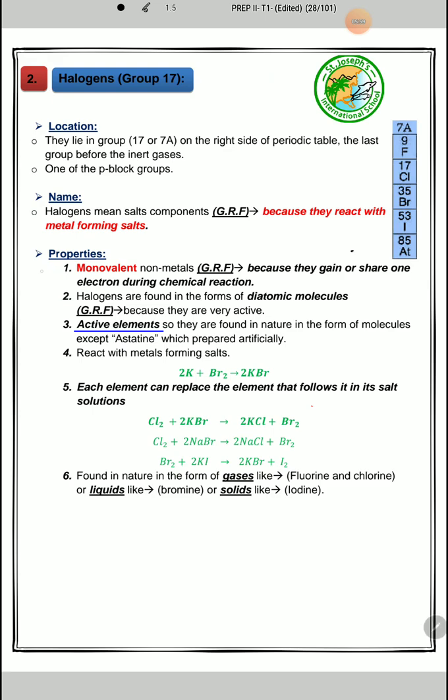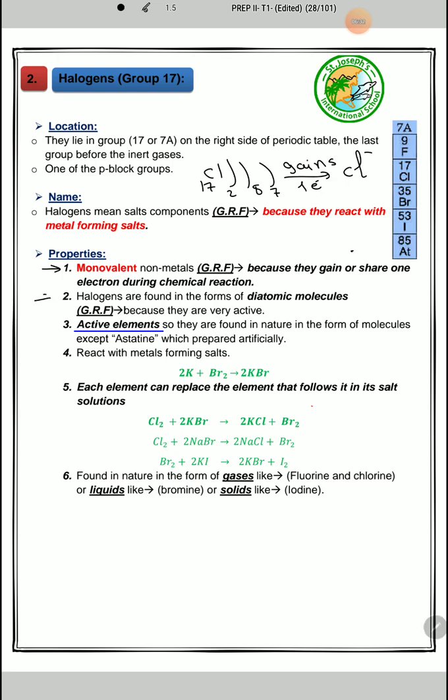Properties, number one, they are monovalent. Why? Because they tend to gain or share one electron during the chemical reaction. Why? Because they have 7 electrons in the last level, like chlorine, 17, it's 2, 8, 7. It gains 1 electron and it becomes a negative ion. It gains 1 electron, it means it's monovalent.